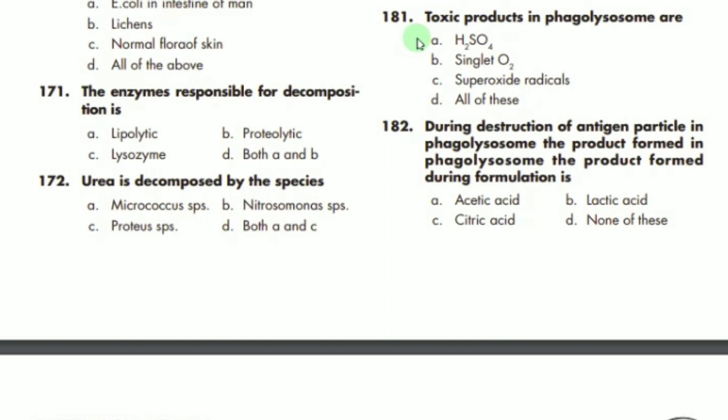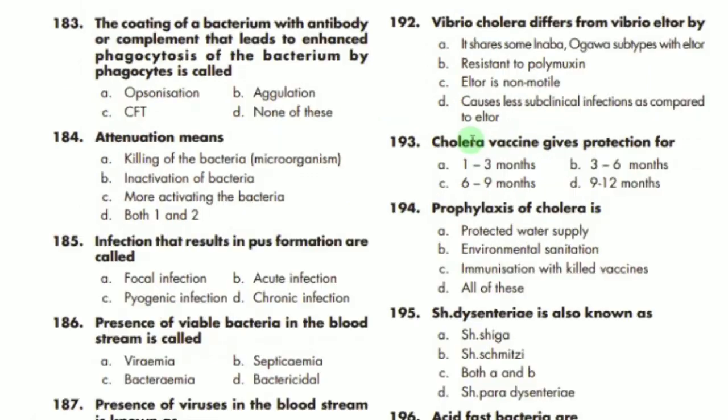Now let's talk about MCQ number 181. MCQ 181 says that the toxic products in phagolysosomes are H2SO4, singlet oxygen. So all of these is the correct option. MCQ 182 says that during destruction of antigen particles in the phagolysosome, the product formed during fermentation is lactic acid. B is the correct option.